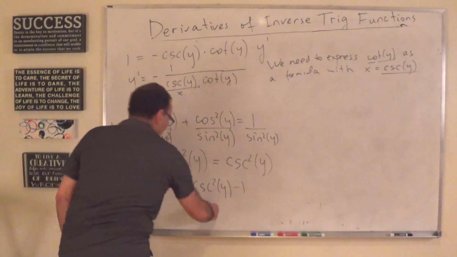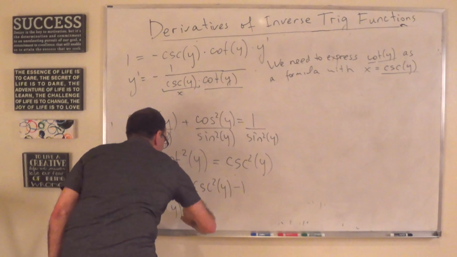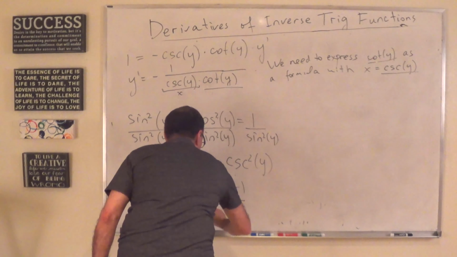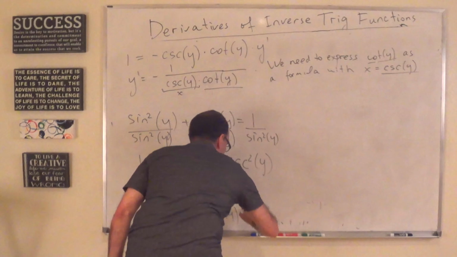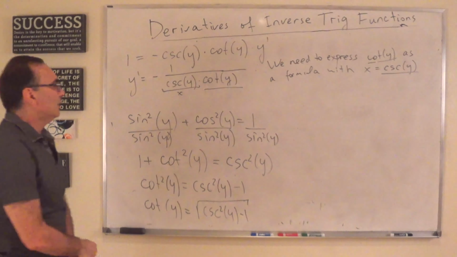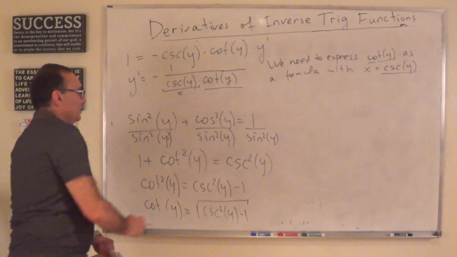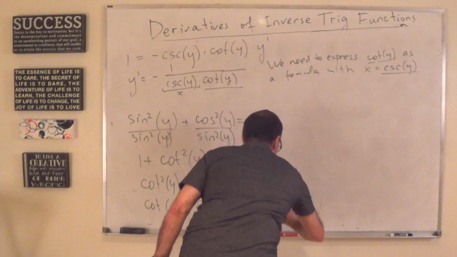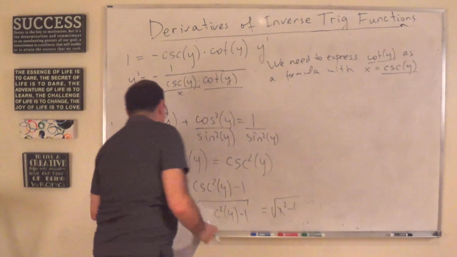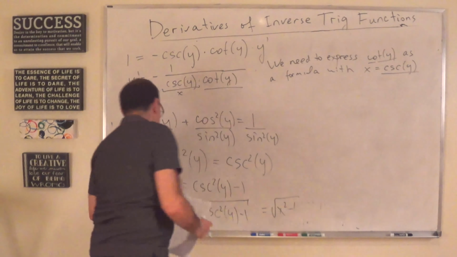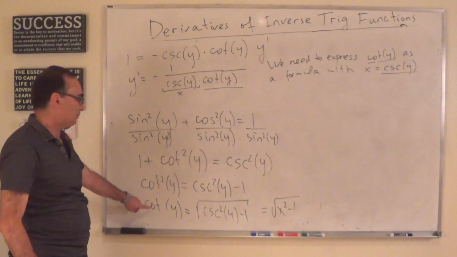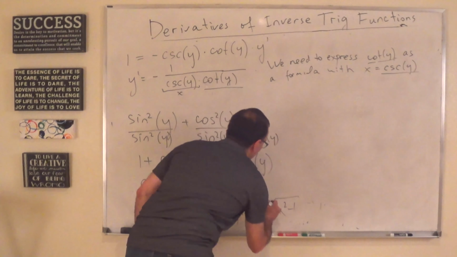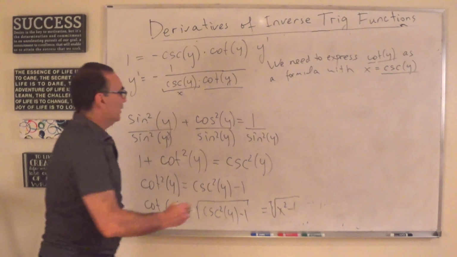And since we need cotangent alone without the square, we need to take the square root. Cotangent of y equals square root of cosecant squared of y minus 1. And this is what we need because cosecant of y is x, so what we get is square root of x squared minus 1. Actually, it could be negative square root as well, but we assume that y has such values that cotangent is always positive, and so this square root will always be positive.